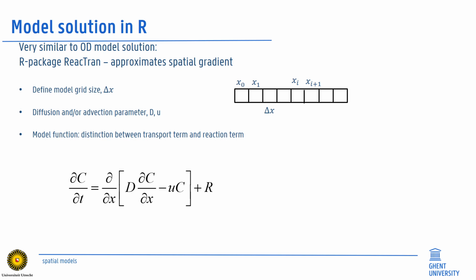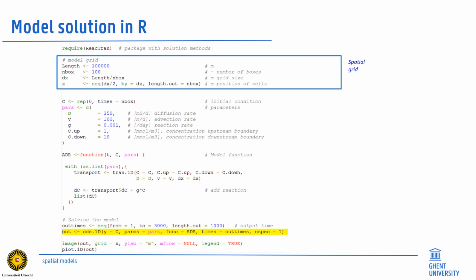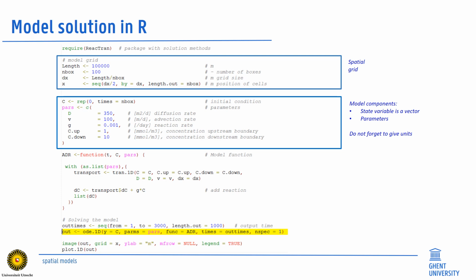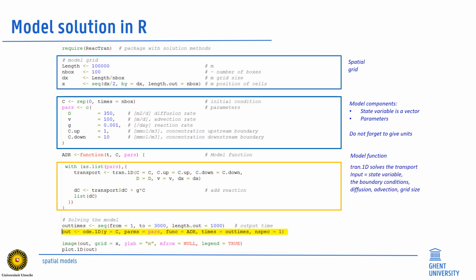We need to define the model grid size, the diffusion and advection parameters, and the different model functions where transport is separated from reaction. So code-wise, we define first the spatial grid, the total length, number of boxes, grid sizes, and mean positions. We define the state variables, parameters and boundary conditions, define the model function, solve the transport and reaction processes, and finally, create the output files by calling the partial differential equation solver, and again, plotting is easy.